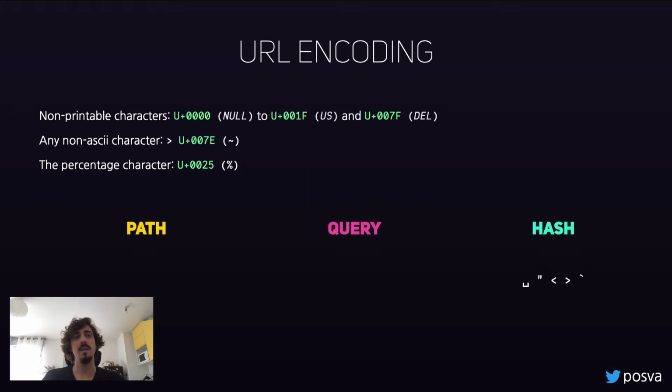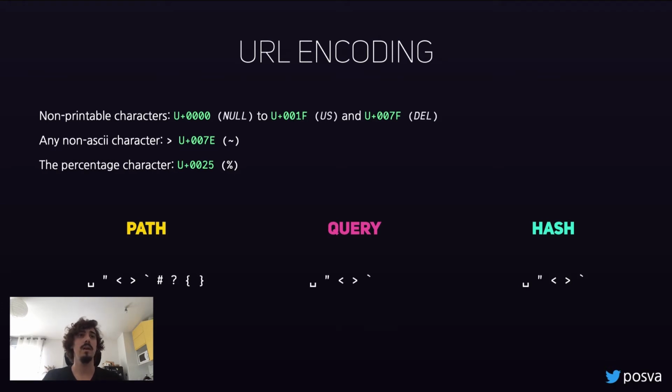So for the hash, you have the space, the double quote, the lower than and bigger than, and the backtick character that needs to be encoded. Then for the path, you have the exact same set, but you also have the hash and the question mark, because they are used later for the query and the hash, so they have to be encoded if you want to use them later.